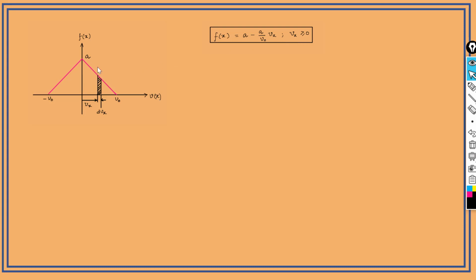For Vx positive, the fx function is a simple straight line function, and the area under this graph is the integration of that, or you can simply say it is the area under this triangular portion, which is 1. From this equation I can easily get the value of a, which comes to be 1 by v naught. So that is the answer to your first question.